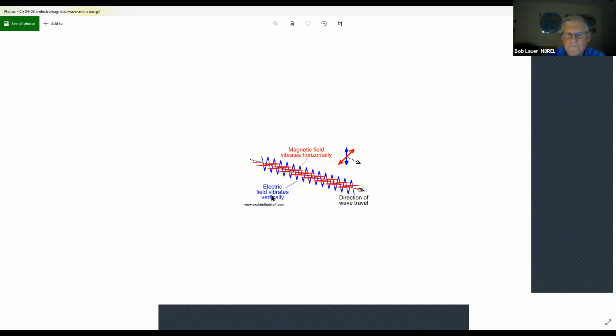Now, on 2 meters, if you're doing regular 2 meter FM, the polarization is usually vertical.